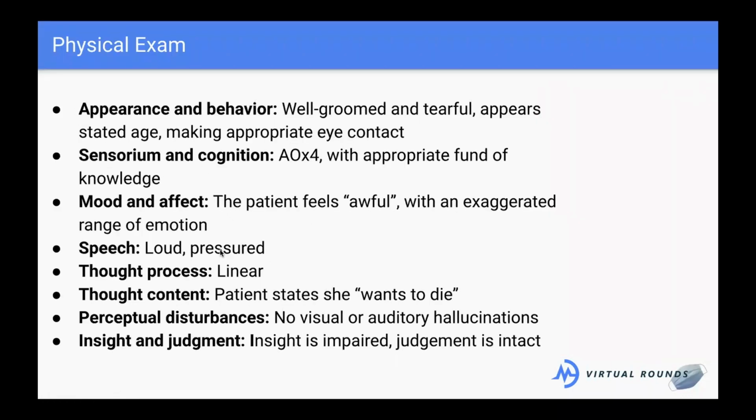So now this is for the patient. She is well groomed. This is what will go in your objective physical exam for this patient. She's well groomed, tearful. She appears her stated age and she's making good eye contact. She's alert and oriented ×4. Does anyone know what that means? Person, place, time, situation, exactly. So she's completely oriented, which is great, and she has an appropriate fund of knowledge.